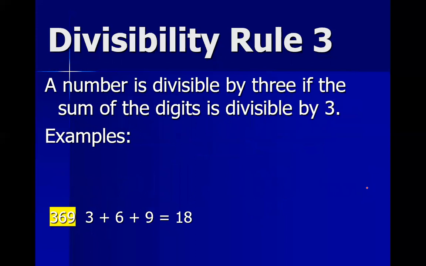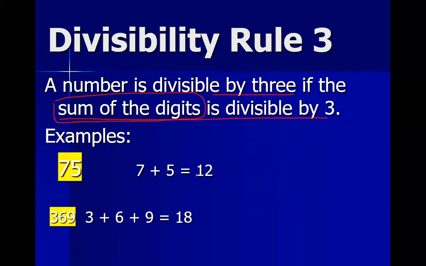Let's learn the divisibility rule of 3. A number is divisible by 3 if the sum of the digits is divisible by 3. So what the rule is saying is that when you want to check divisibility by 3, you have to add all the digits together. Let's take an example. Here we are taking the example 75.